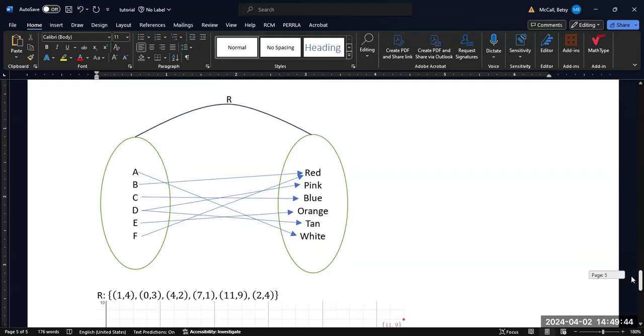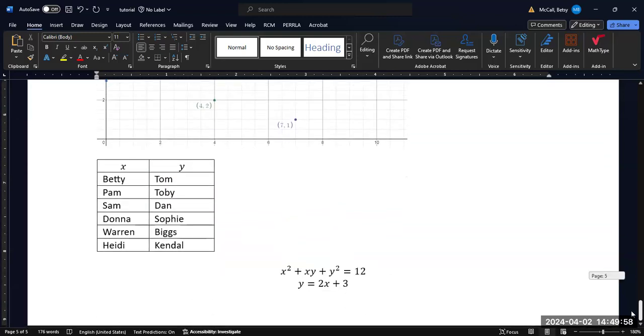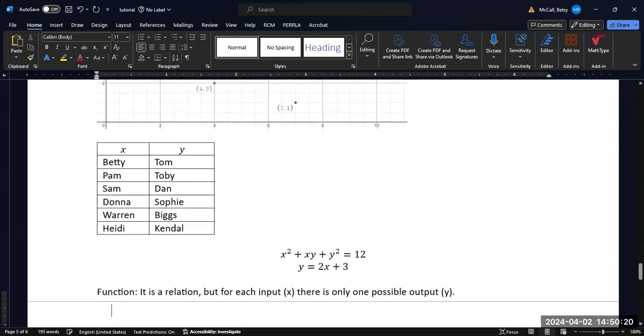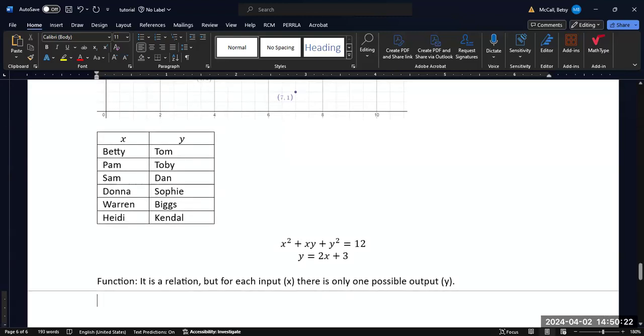Now, when it comes to the difference between functions versus relations, functions are a subset of relations. Functions are a subset of relations where, for every input, there is exactly one output. It is a relation, but for each input, x, there is only one possible output, y. This is, again, the definition.